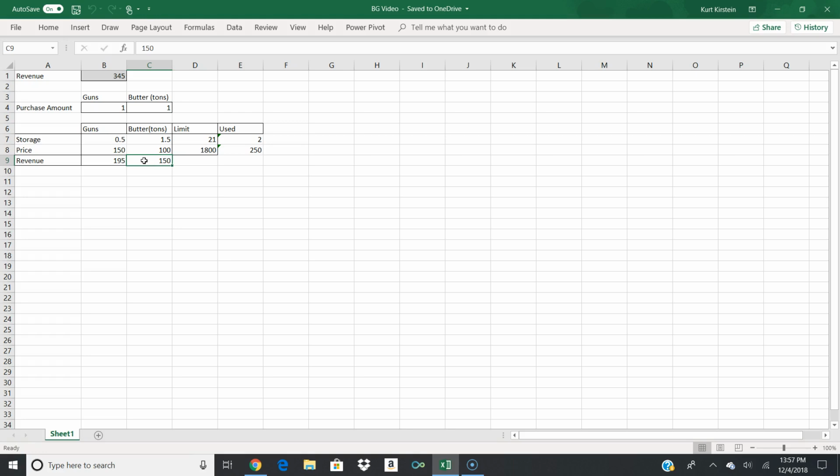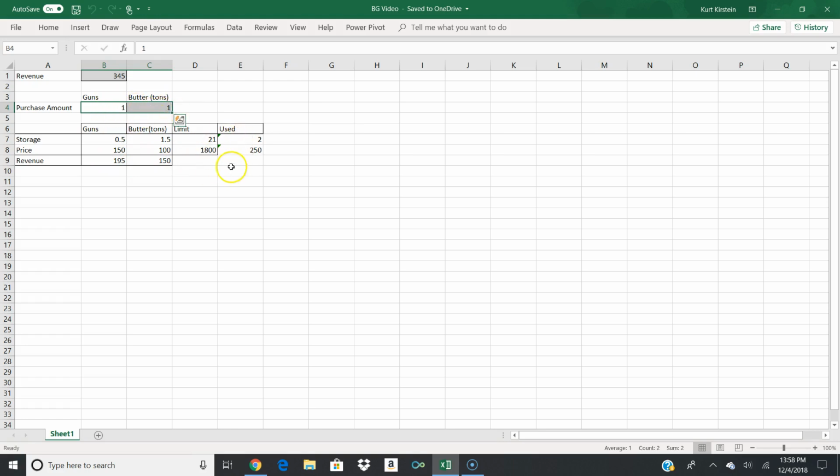Also, we want to see if he can produce as many guns as possible, because that's really the reason why he's there. He's going to produce just enough butter to make it look like he's a farmer, but still, he's got his side business. So these are all set up. We've got our objective, and our changing cells, the cells that will change. You'll see that these values down here are not going to change, except for these two, which will change as these change.